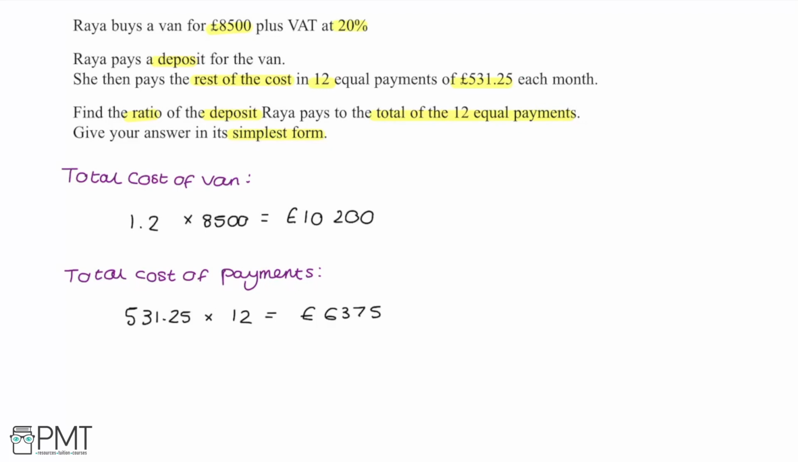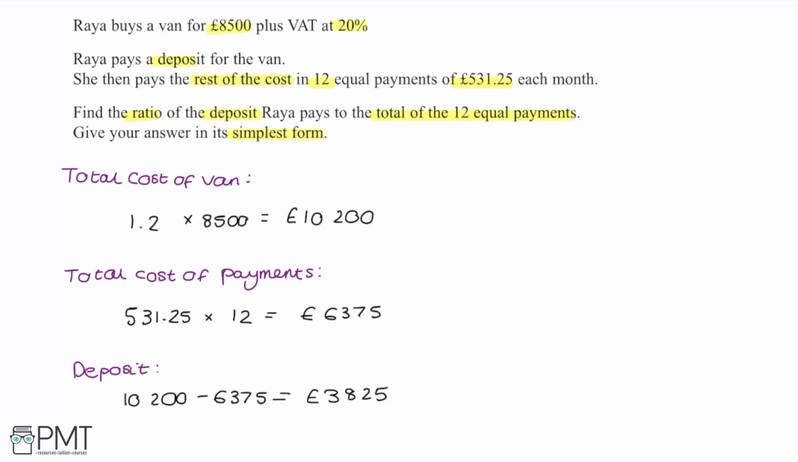However, we don't know the deposit and we're looking to calculate the deposit. So in order to calculate the deposit that she put down to buy the van, we can take this total cost of the van and subtract the monthly payments in order to find the difference and to find the amount that she must have paid for the deposit, because the deposit plus the total cost of these payments is equal to the total cost of the van. So I can do the 10,200 subtract 6,375, and that gives me an answer of £3,825 for the deposit for this van.